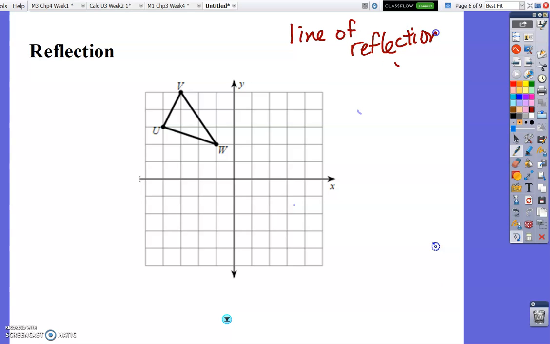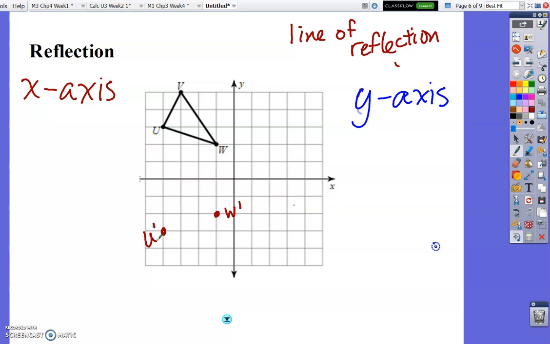So I'm going to do two reflections. We're going to do the x-axis first, and we'll do that one in red, and then we'll do the y-axis in blue. When I do the x-axis, which is going to be red, I notice that W is 2 spaces away from the x-axis, so W prime is 2 spaces away from the x-axis, but below instead of above. U is 3 spaces away. Notice that they're in a straight line. U prime will be 3 spaces below. V is 5 spaces above, V prime will be 5 spaces below, and there is my reflection across the x-axis.